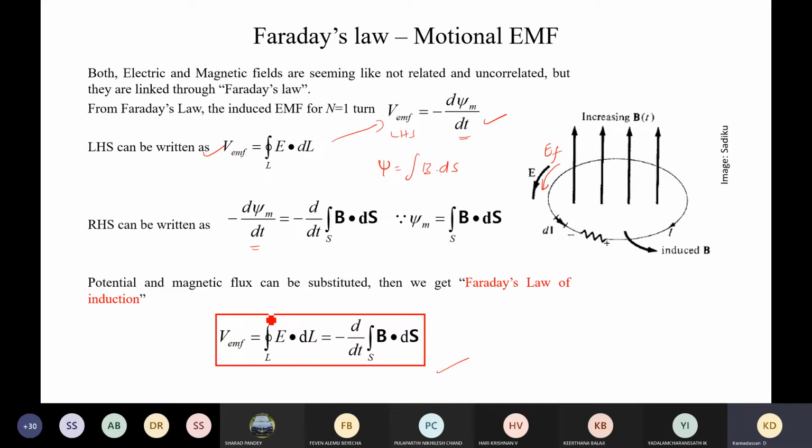So the induced EMF is nothing but the closed path integration of the induced electric field with respect to the loop itself. And with respect to the loop, an area is created, and this area is going to capture the time varying magnetic field, and that produces the electromotive force itself. So both ways we can link it.